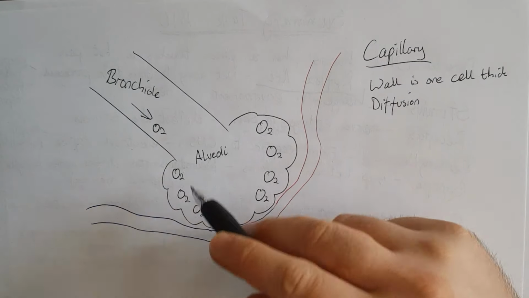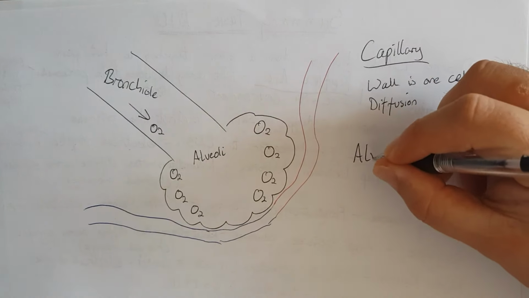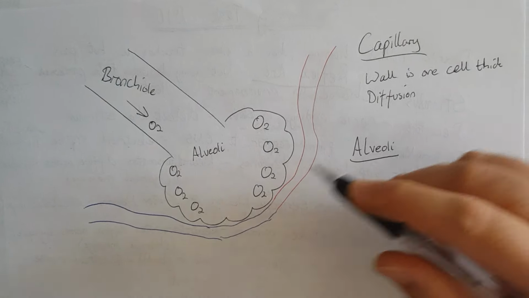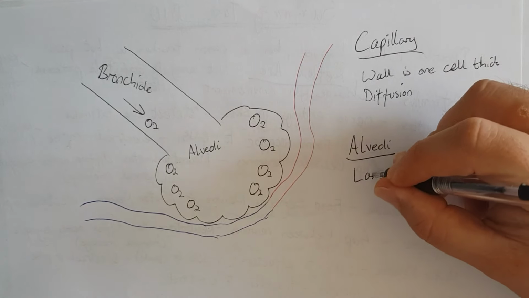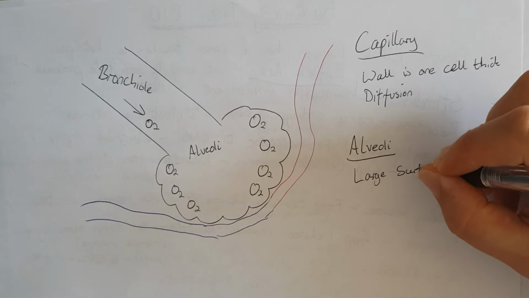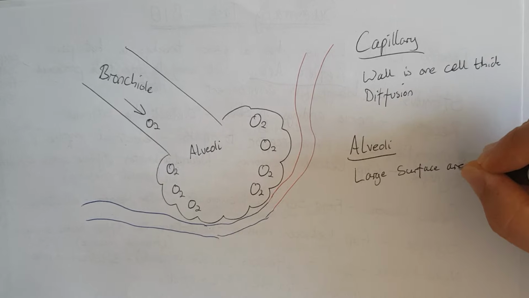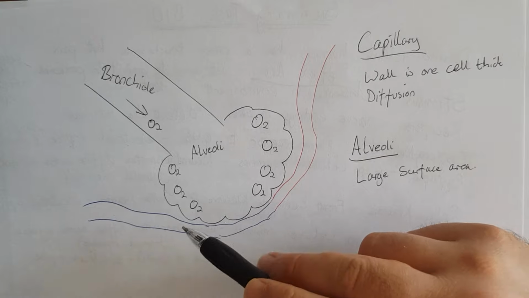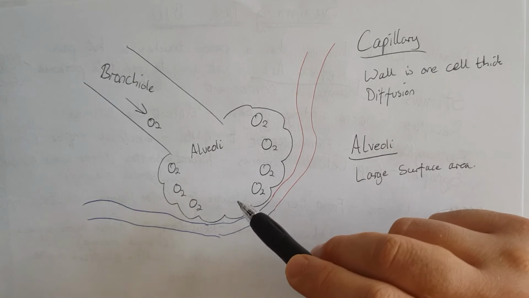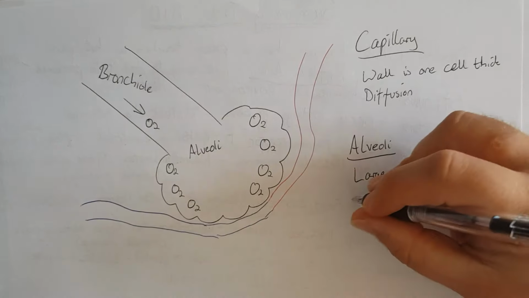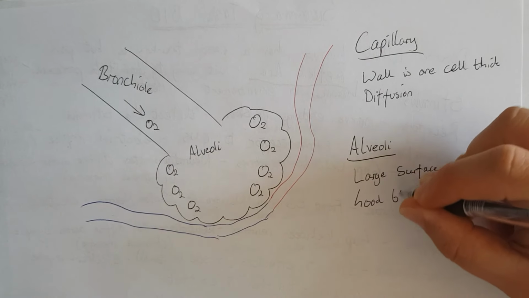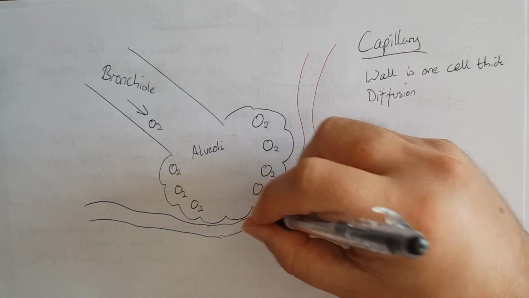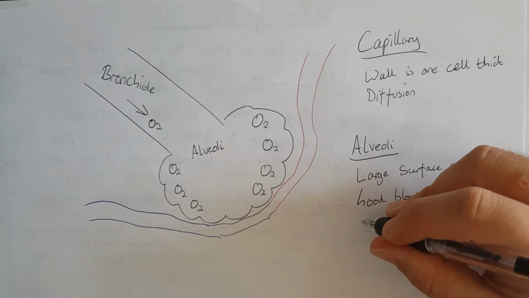We've got our alveoli as well. We've got millions of them inside us. They are tiny. They've got a large surface area. They've got lots of capillaries around them. I've drawn one here, but each one will have lots and lots of capillaries. We've got a very, very good blood supply to our lungs. So they've got a good blood supply. And again, the wall here is only 1 cell thick.